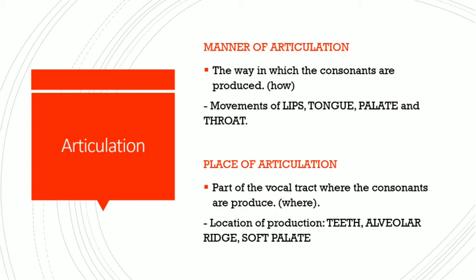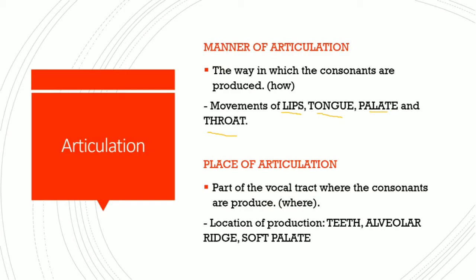In this case, the vocal organs are, for example, lips, tongue, palate, and throat, how they move or how they interact in order to produce the articulation. For example, in a consonant such as p, there is a way in which the air goes out. How the air goes out is what we are going to take into account for the manner of articulation.